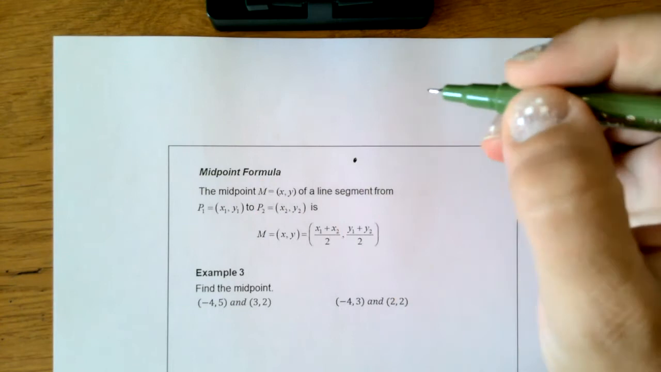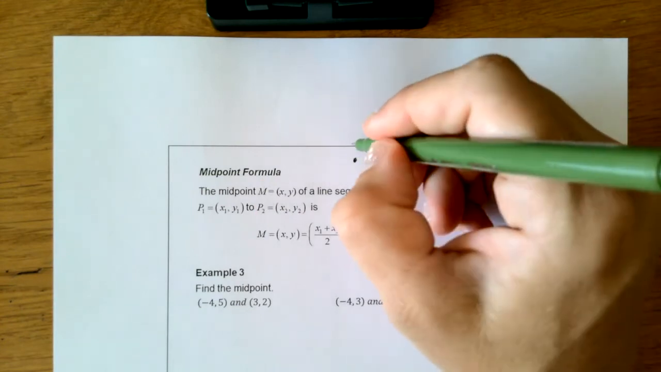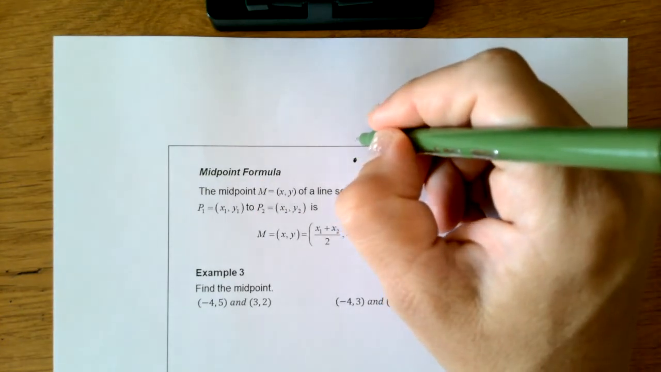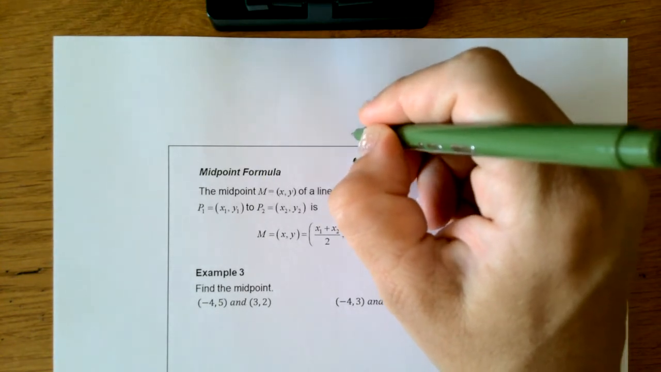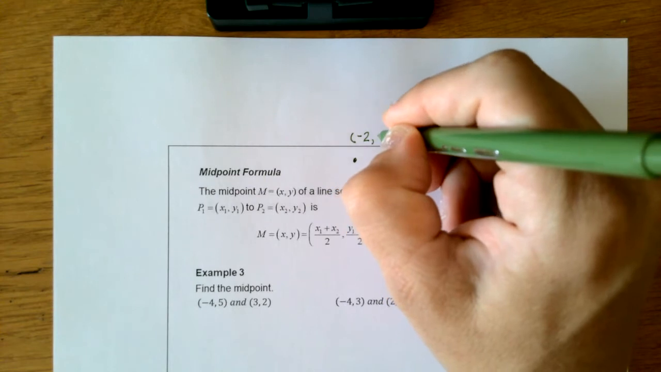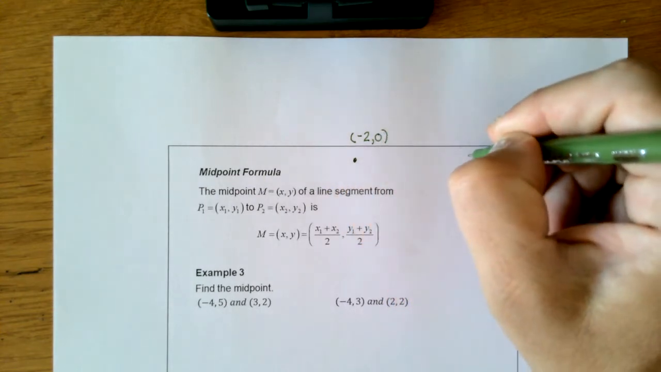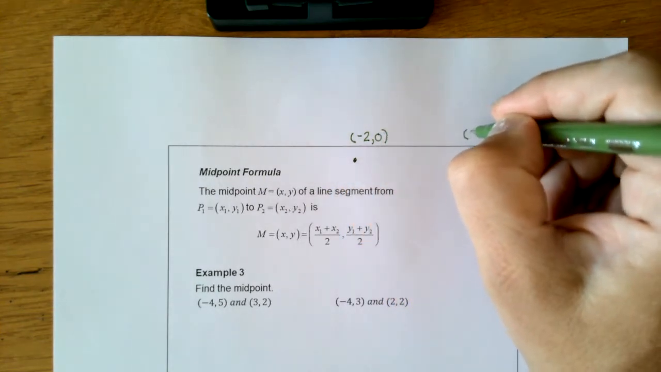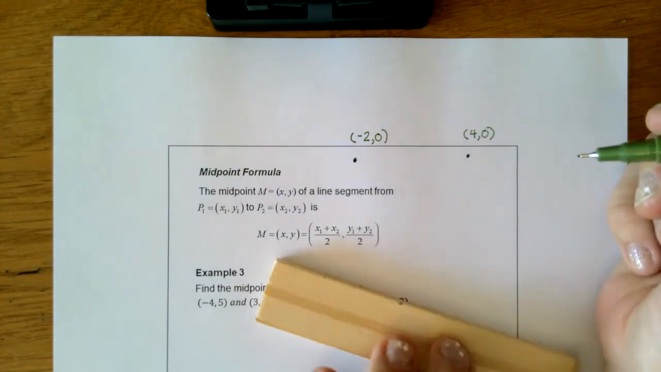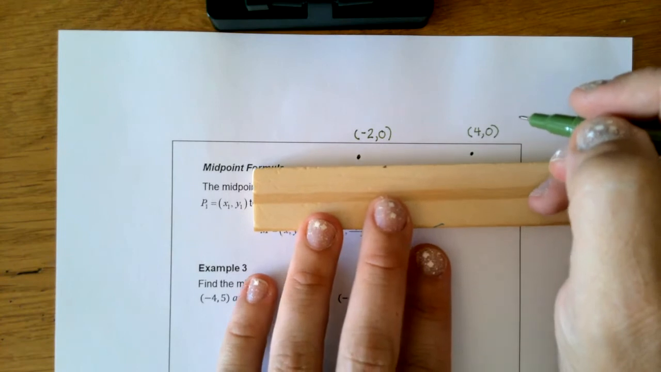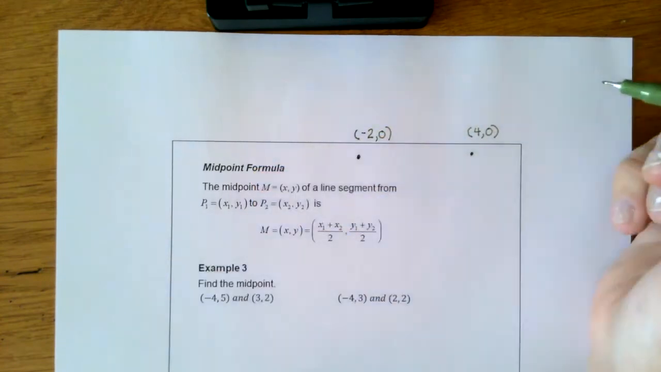This point is, let's say on y, it's 0. So we're just right on the number line. So we're going to say this is -2, 0. And then we'll say this one is 4, 0. Okay, so we're right on the x-axis. Between these 2 points, what would be the midpoint?